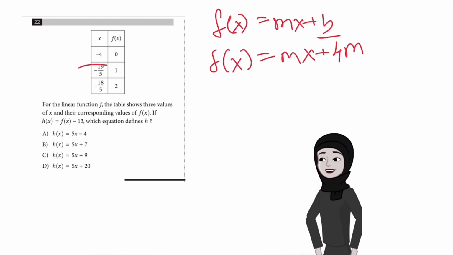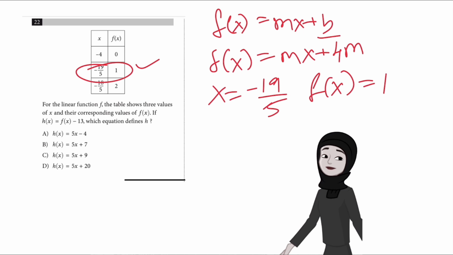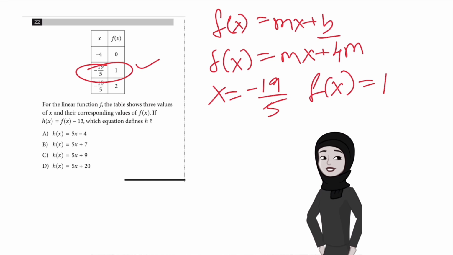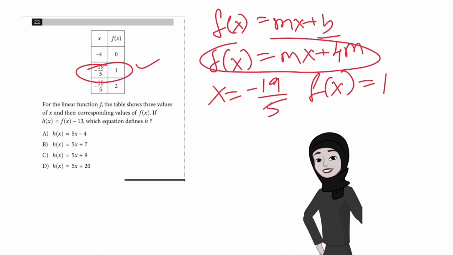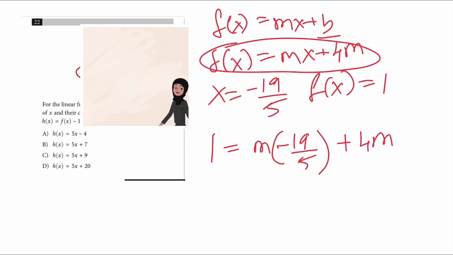Now let us use another set of input and output to get some more clarity about what the function is. So for the input x is equal to negative 19 by 5, f of x is equal to 1. We will substitute this also in this function, f of x. So f of x, since it is equal to mx plus 4m, we will put it here. So 1 is equal to m times negative 19 by 5 plus 4m, and we will simplify this.